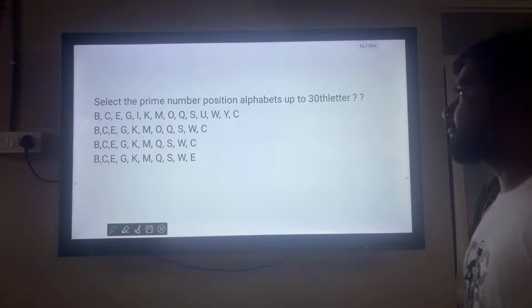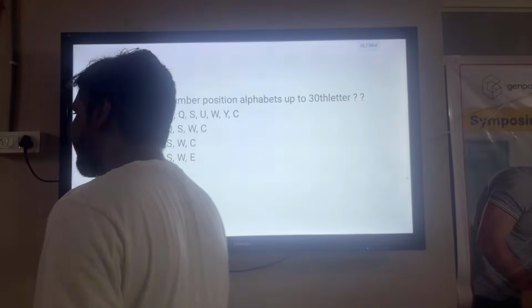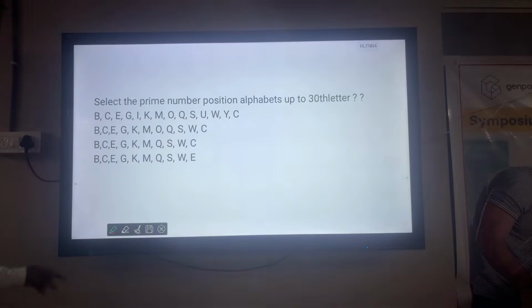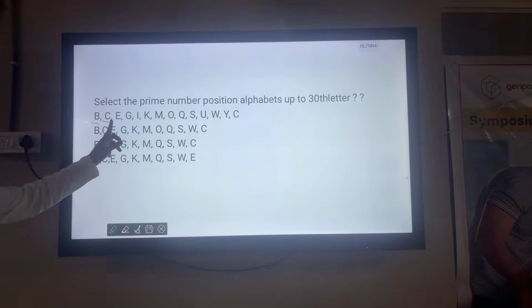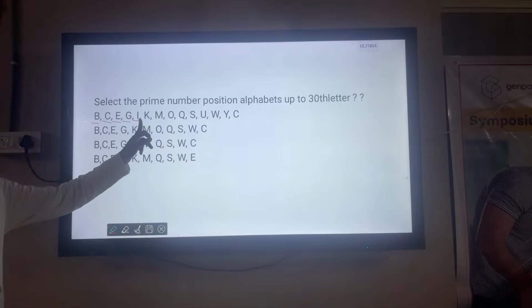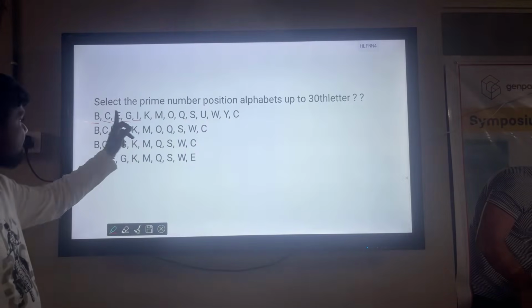Select the prime number position alphabets up to 30. B value is 2, prime number. 3, prime number. 5, prime number. G is 7, 7 prime number. I is 9, 9 is not a prime number.